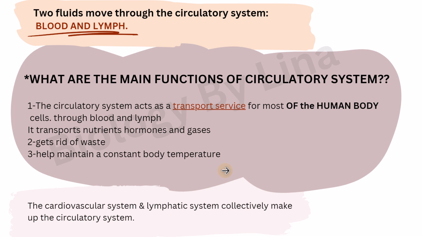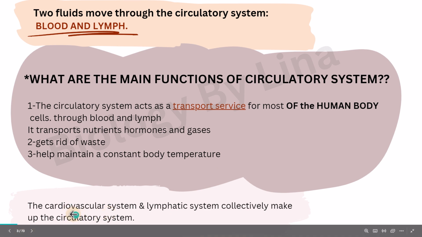The cardiovascular system and the lymphatic system together make up what? They make up the circulatory system. When we say cardiovascular, as we said, cardio is for heart and vascular is for vessel, so it includes the heart, blood vessels, and the blood that moves inside them. While the lymphatic system, as we mentioned before, includes lymph, lymph nodes, and lymph vessels. Both of these subsystems together make up the circulatory system.